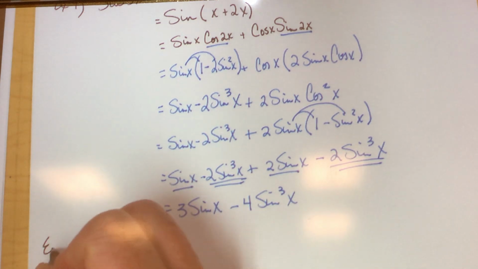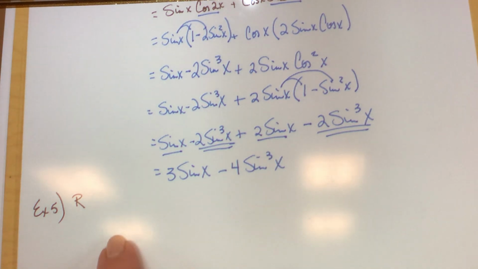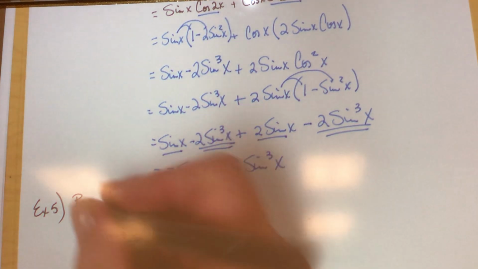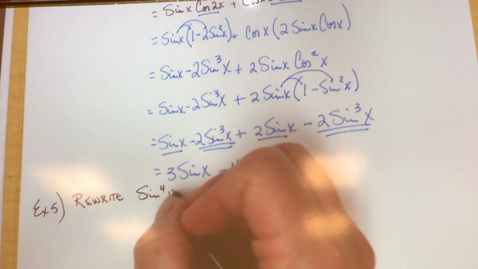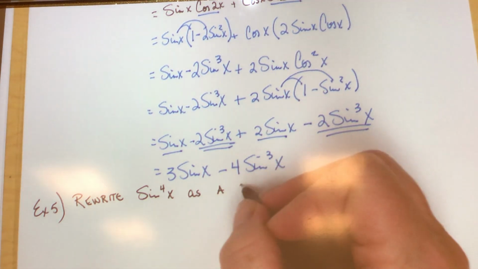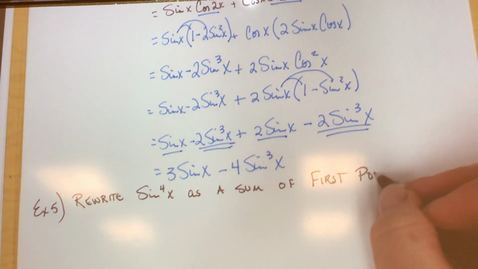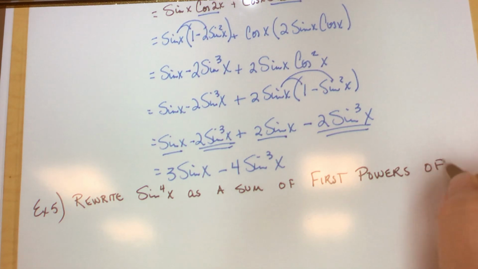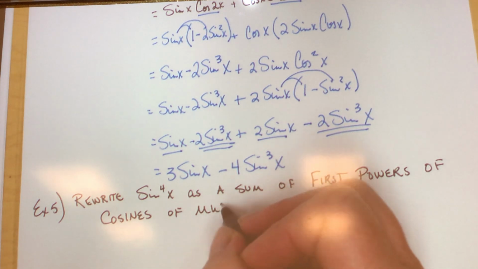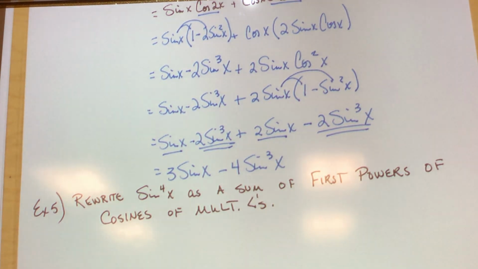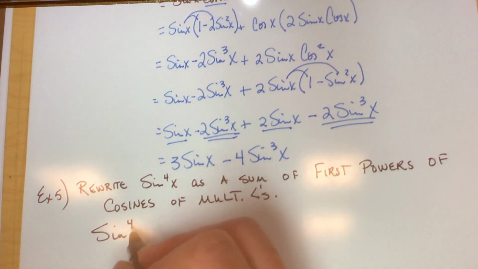Example 5. Here's what it's going to say. Now, this one is going to be kind of like this one, but you're going to like it better, because it's going to give you some direction, okay? It says rewrite sine to the 4th x as a sum of first powers of cosines of multiple angles. Okay? I'm just writing that.